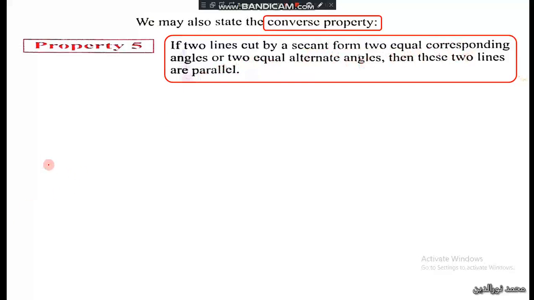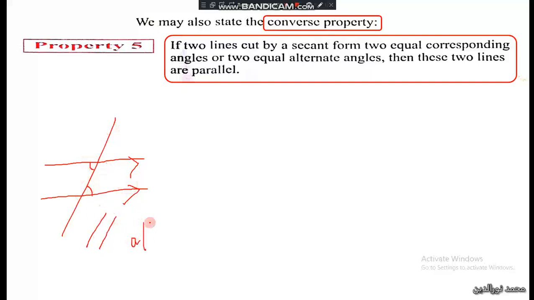So in previous videos we said that if we have two parallel lines and a secant, the alternate angles will be equal. So parallel, then alternate angles equal. So now we are talking about the converse property.